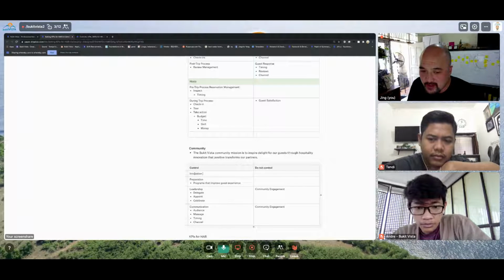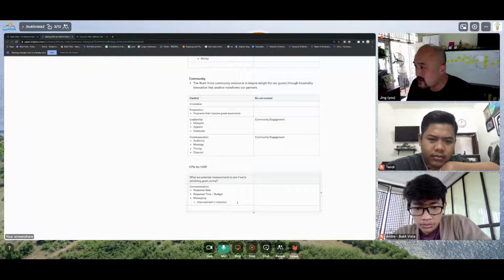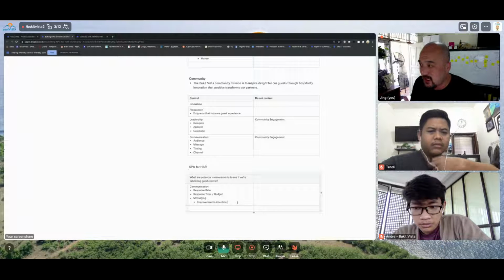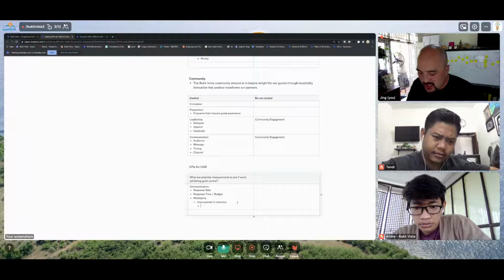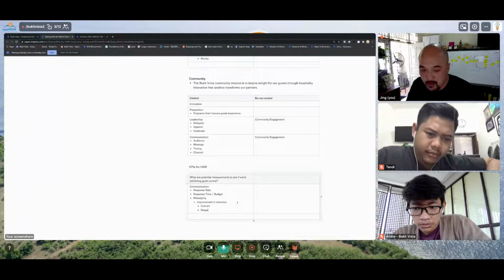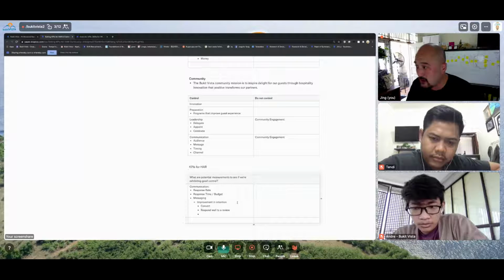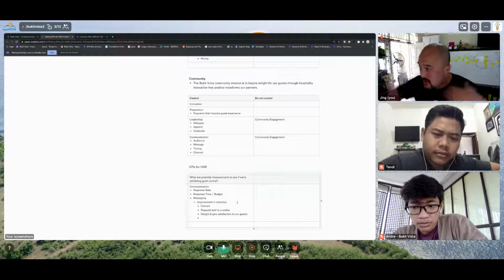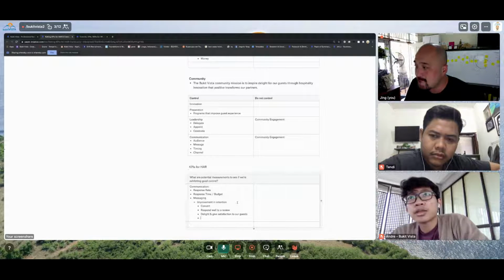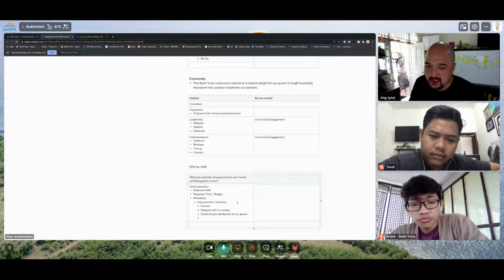So what we can do is we can say on messaging, have we had an improvement in the intention, right? And is the intention to, let's say, convert? The intention is to respond well to a review. Maybe the intention is to delight and give satisfaction to our guests. These can be ways of improving and innovating the messaging content. Okay? So that's that aspect of communication.